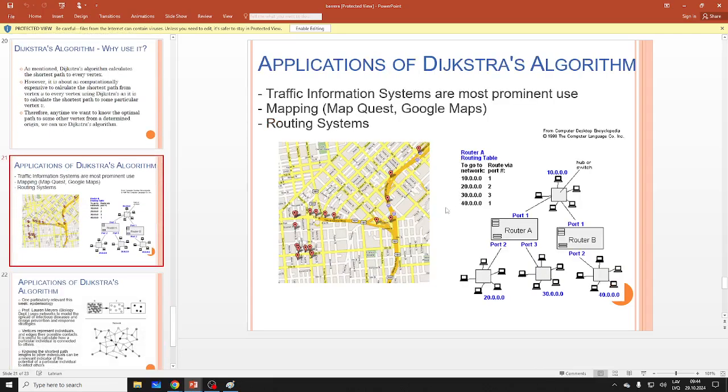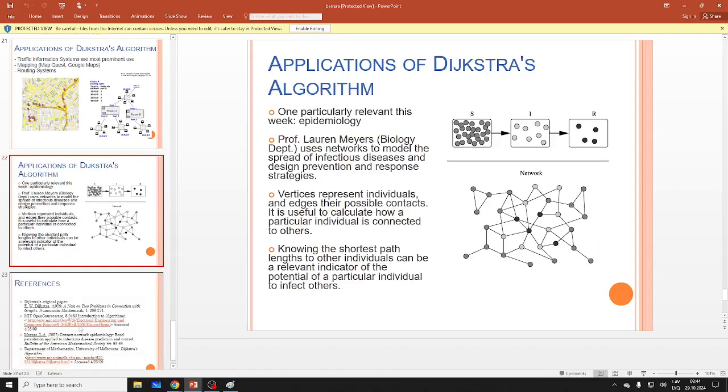So usage, again, we mentioned this: routing, Google Maps, MapQuest, and so on. Routers, of course, mapping, and also in epidemiology, how viruses spread, what's happening for networks. So network analysis in general is a big field of exploration.